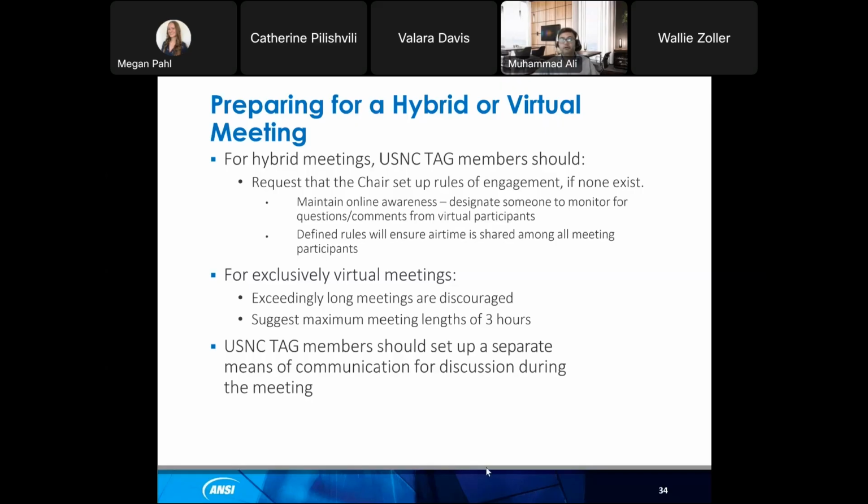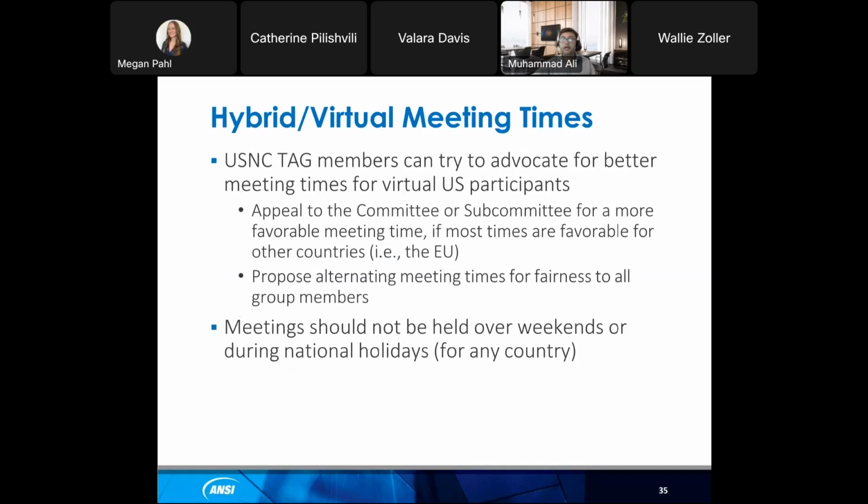Now, if we talk a little bit about the meeting times itself, if we can move on to the next slide, please. USNC TAG members do have an option to, of course, advocate for better times if the meeting has not been scheduled at an appropriate time, or it is at a very bad time for US participants where nobody can attend. Then you do have an option to appeal to the committee or subcommittee for a more favorable time and propose alternate meeting times that are fair to all group members.